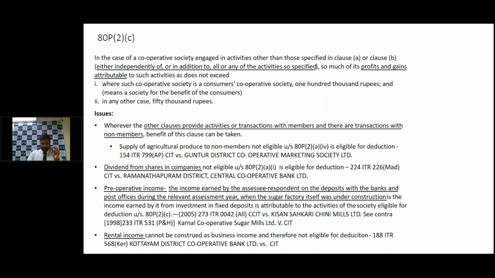Now, there is some other interesting issue where a society which was yet to commence production of sugar, engaged in sugar mills, had borrowed funds and deposited the funds in some deposits and earned interest income. Such interest income was claimed as deduction under section 80P(2)(c). The Allahabad High Court held that you are eligible to claim deduction, whereas the Punjab and Haryana High Court has disallowed deduction under section 80P(2)(c). The ratio of the Punjab and Haryana High Court was that 80P(2)(c) will only apply to profits and gains of business.